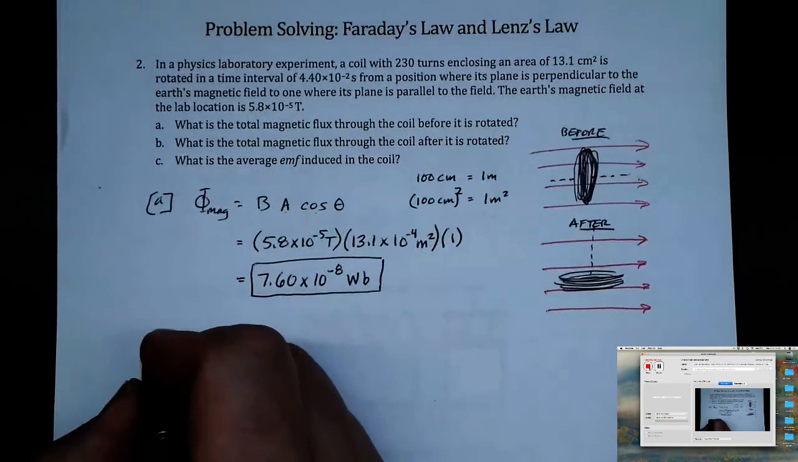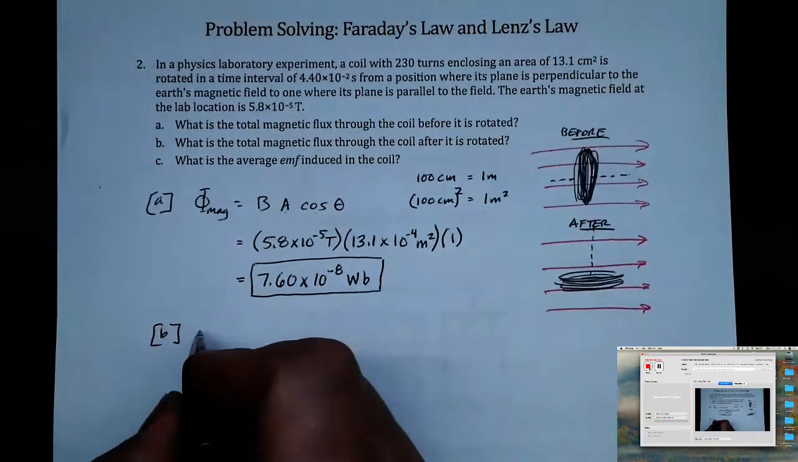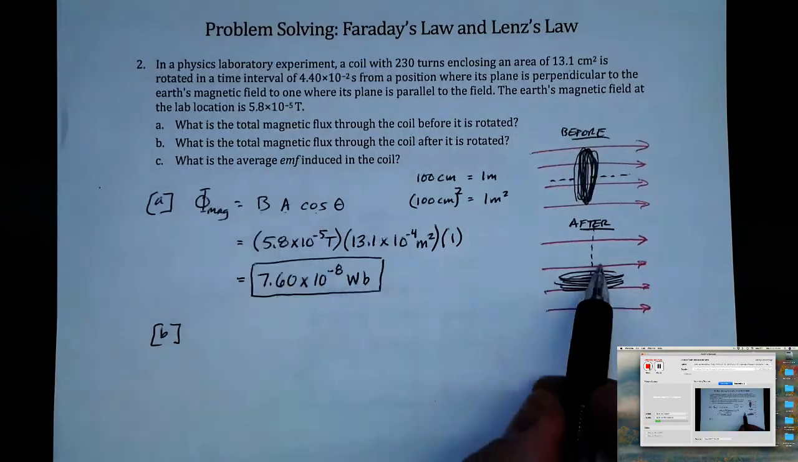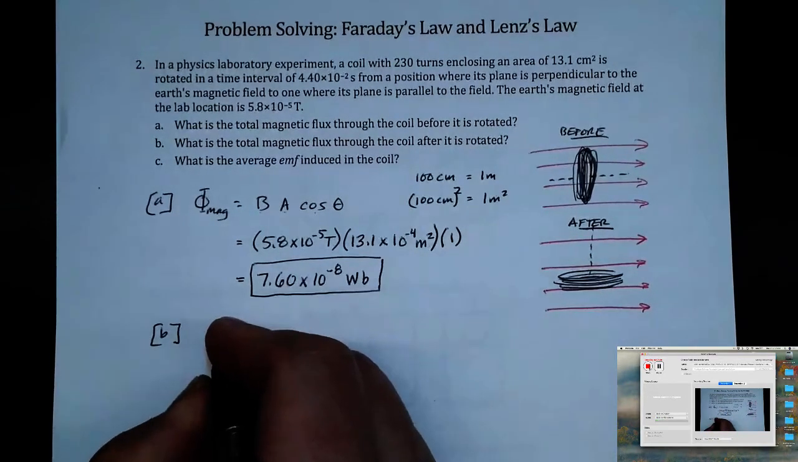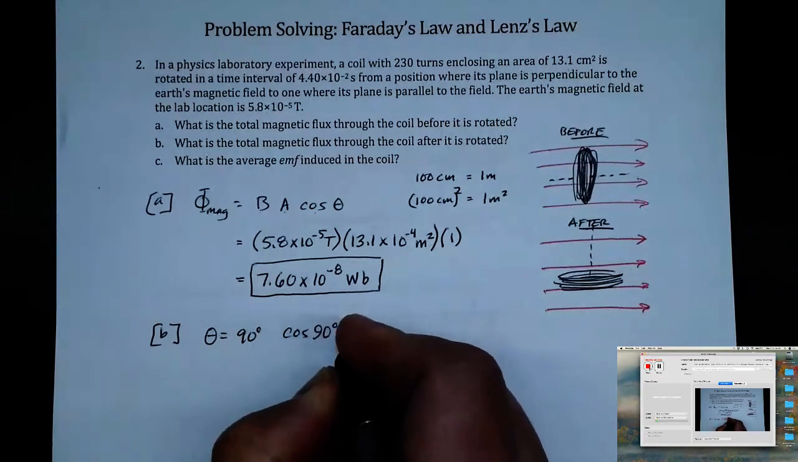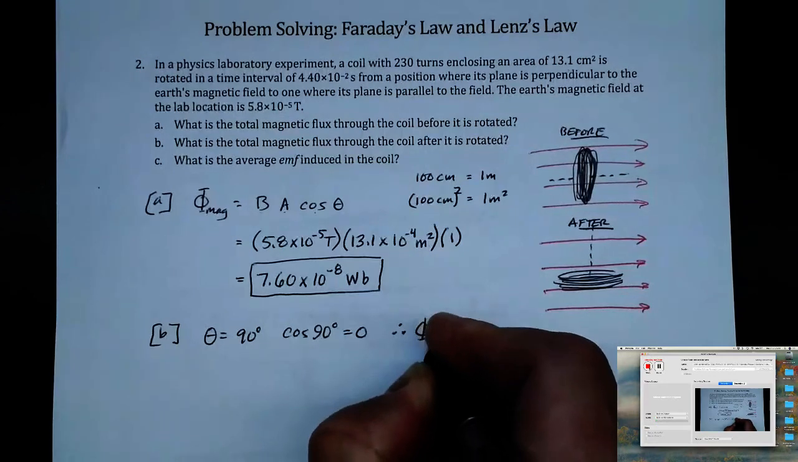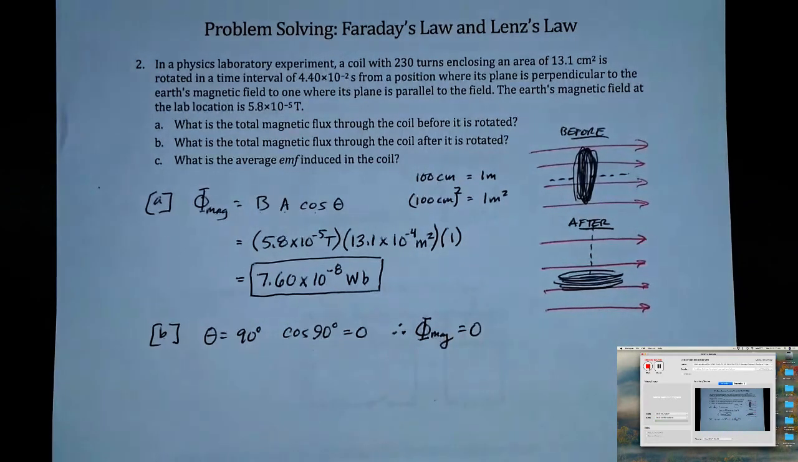Part B, what's the total magnetic flux when the coil is rotated? Well, here the big change is that the magnetic field's the same strength, the area is the same, but now the angle is 90 degrees, and cosine of 90 degrees is 0. So our magnetic flux is 0 in this orientation.